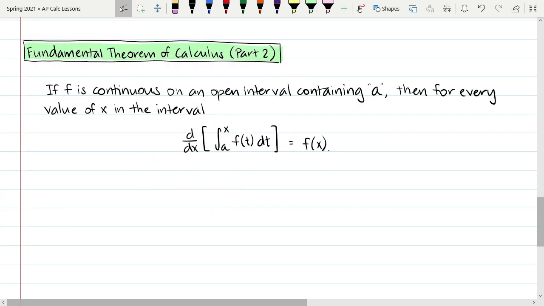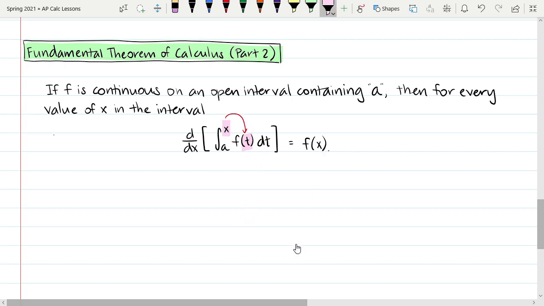So here's what the FTC part 2 says. If f is continuous on an open interval containing some number a, then for every x value in that interval, the derivative with respect to x of the integral from a to x of f of t dt is just f of x. So again, what it should look like to you is the x, that's the upper limit, basically just got substituted into your integrand f of t, and we just get f of x.